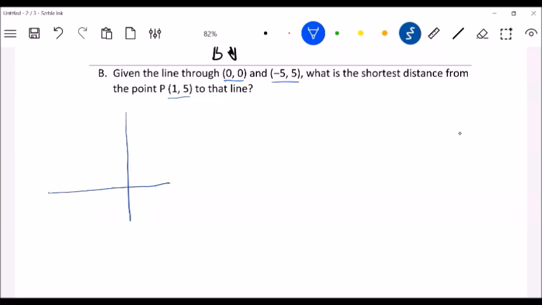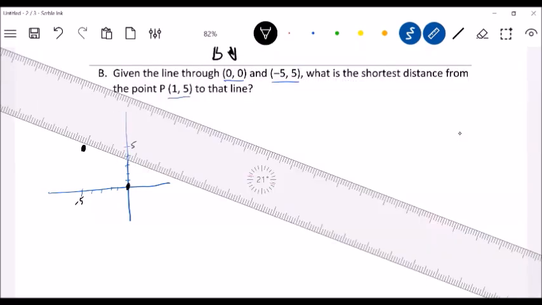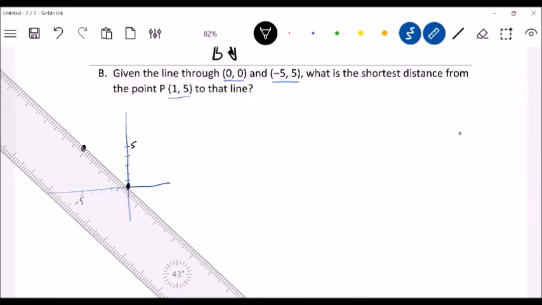1, 2, I think I can go a little further with those. 2, 3, 4, 5. 1, 2, 3, 4, 5. So 0, 0 is 1 point. Negative 5 and 5 is the next point. That's negative 5 and that's 5. Okay, so that's the line. And because they said line, it's actually a line like this.